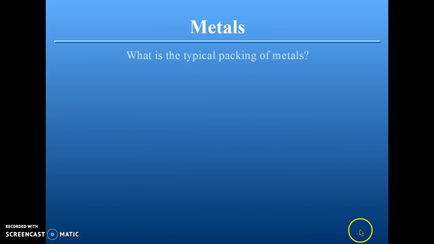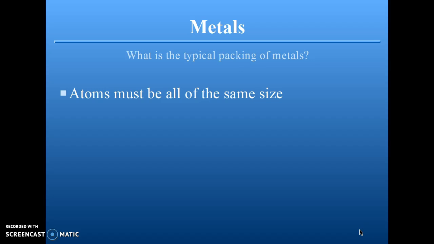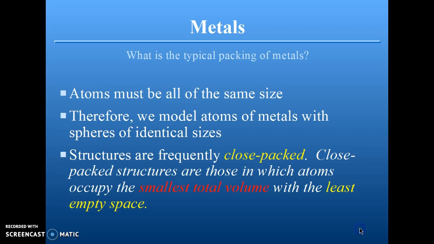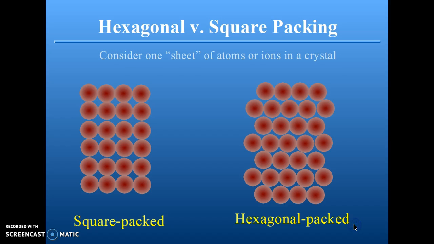What is the typical packing of metals? Well, the atoms are all of the same size, so we model atoms of metals with spheres of identical sizes. Structures of metals are frequently what we call close-packed. Close-packed structures are those in which atoms occupy the smallest total volume with the least empty space.